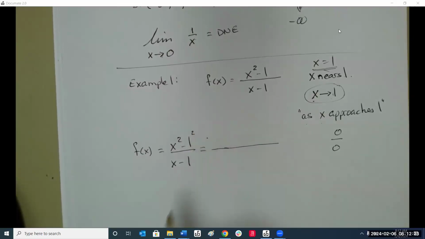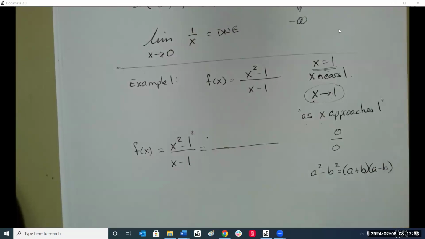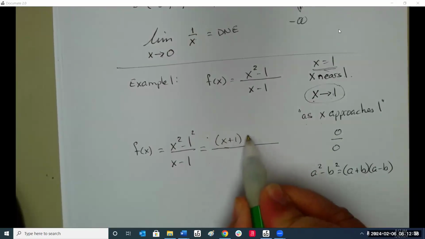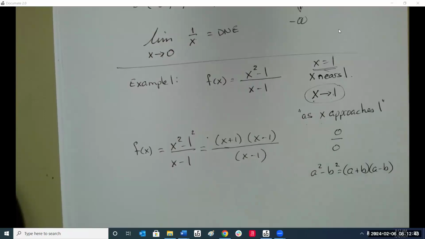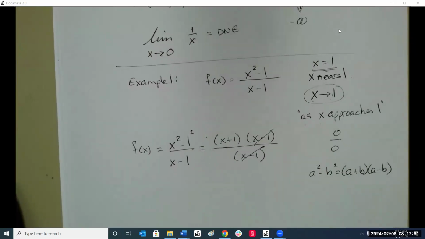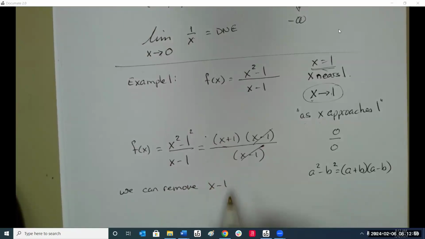Yeah, because this is the difference of two squares. The difference of two squares is that. So you're right. It becomes x plus 1, x minus 1 over x minus 1. We can remove x minus 1.